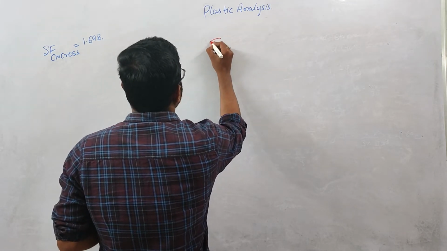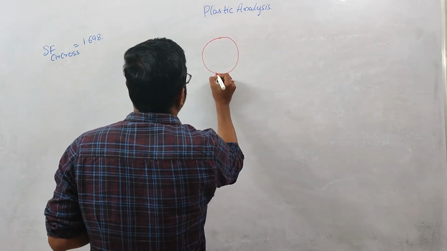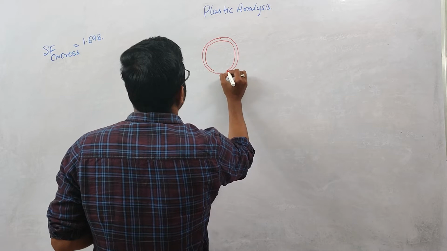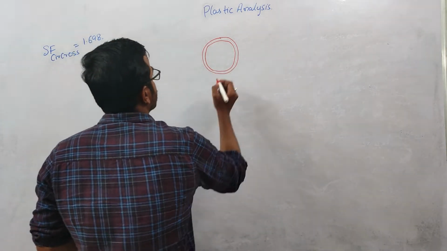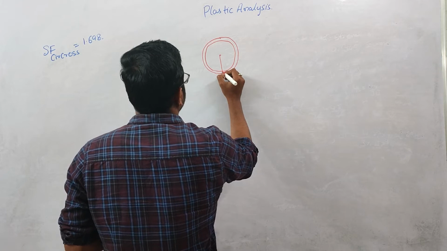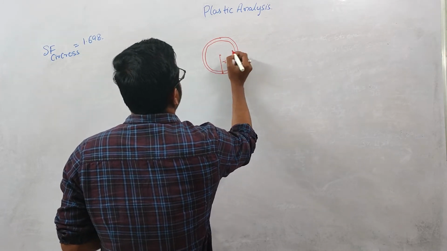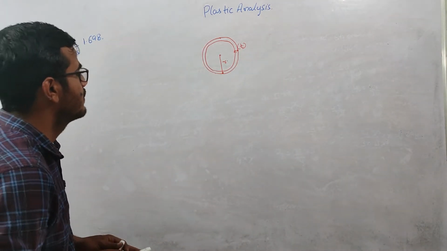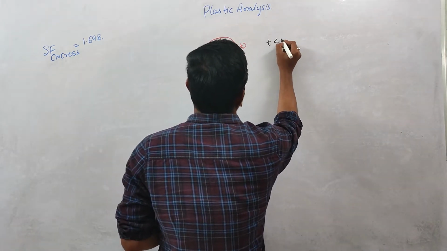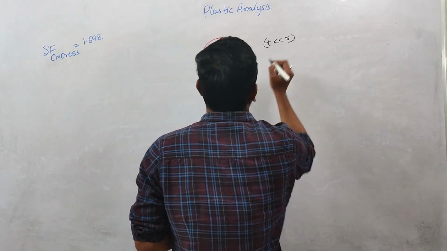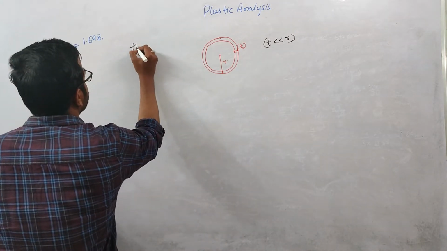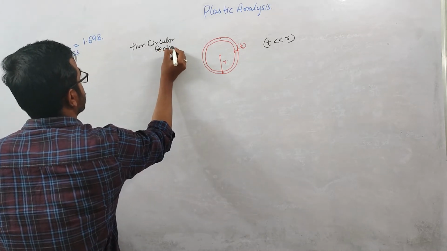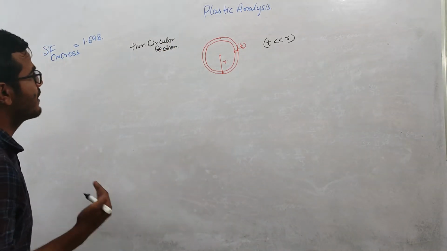So the thin hollow circular section will look like this. Okay, so let us suppose this is the R, right, and the thickness is basically T. As this is a thin circular cross section, this T is very less than this R value. That's why this is a thin circular section. So we need to calculate the shape factor for this cross section.